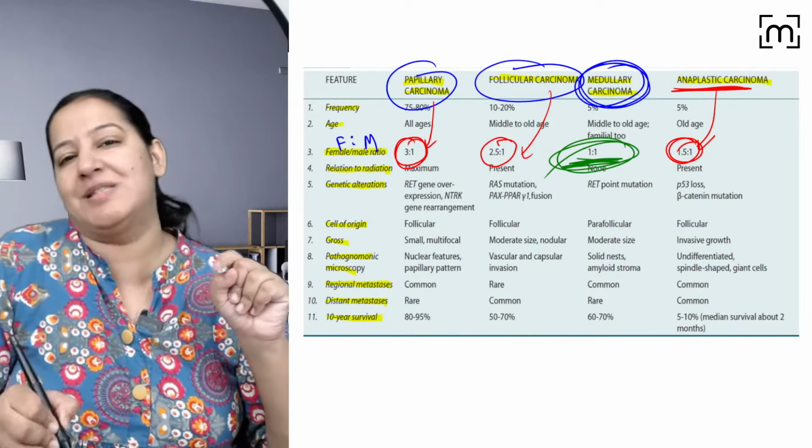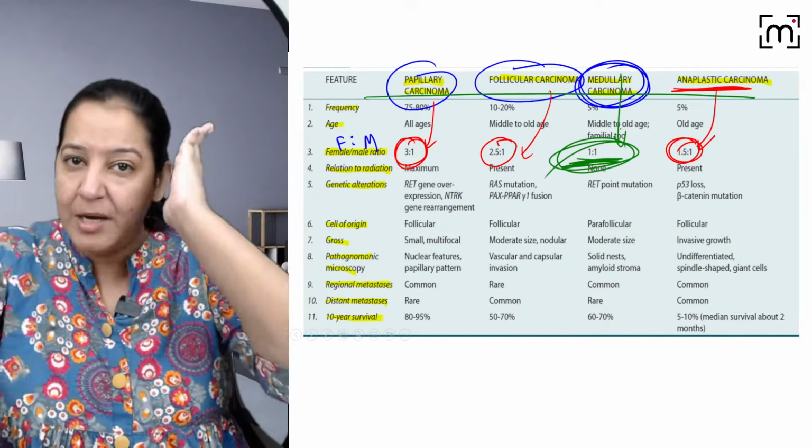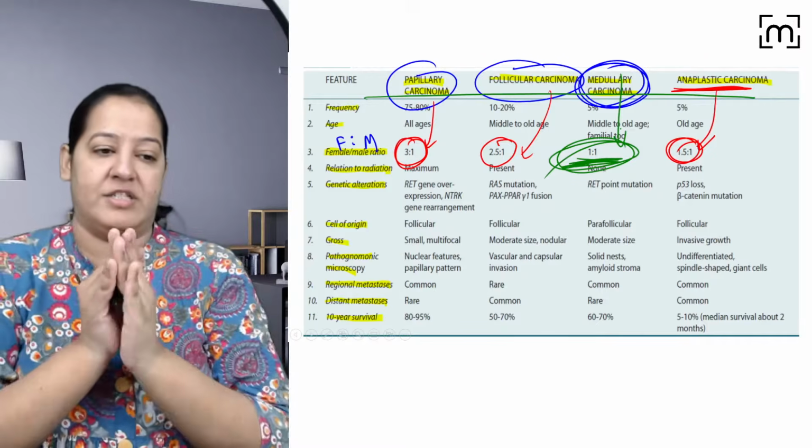This is a very important MCQ. Out of the 4 tumors, only medullary is equal in male and female. Please learn it. Learn it.